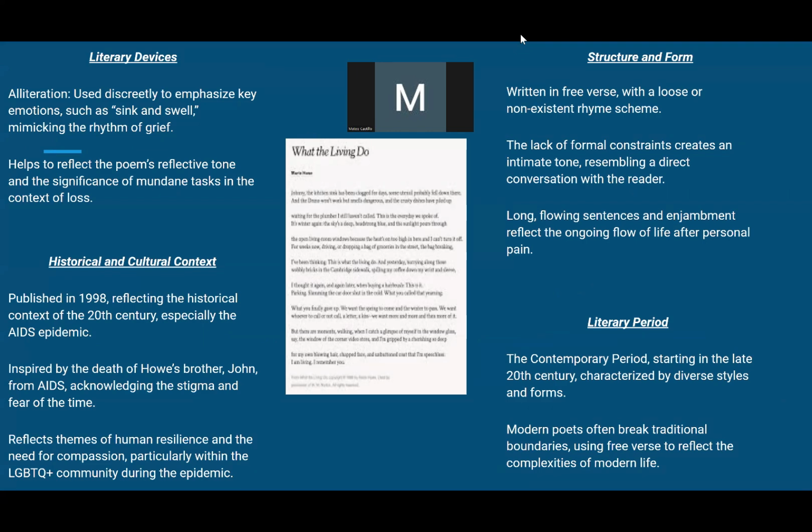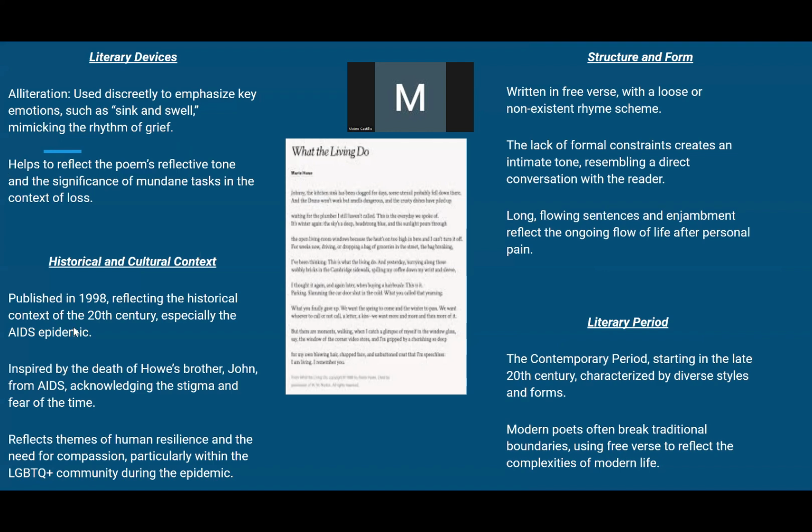This poem was written in free verse with a loose and non-existent rhyme scheme. The lack of formal constraints creates an intimate tone resembling a direct conversation with the reader. The long flowing sentences and enjambment reflect the ongoing flow of life after personal pain.